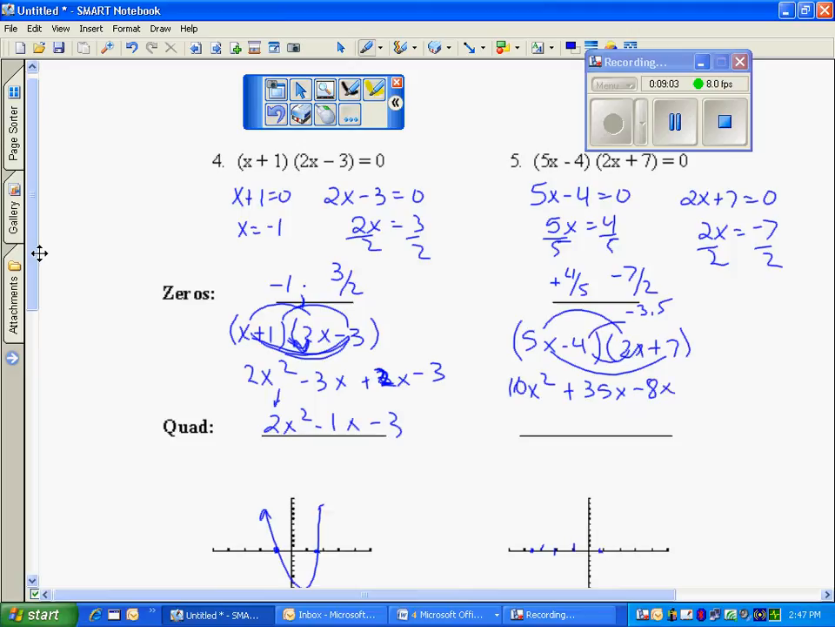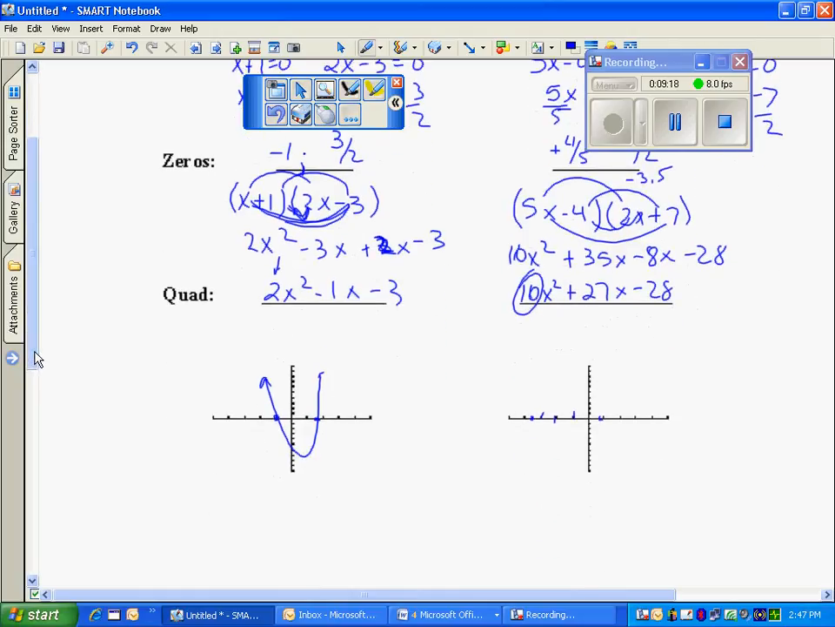Combining my like terms, I see that 10 is going to make this very, very narrow. 27x minus 28. Very narrow, but positive opening up. And not all of them are positive, but maybe my vertex sinks very low. Again, I can't find that vertex right now because it's not in what we call vertex form.